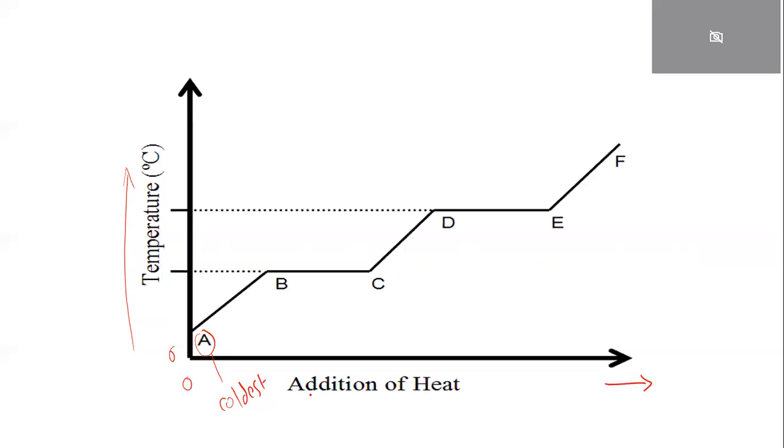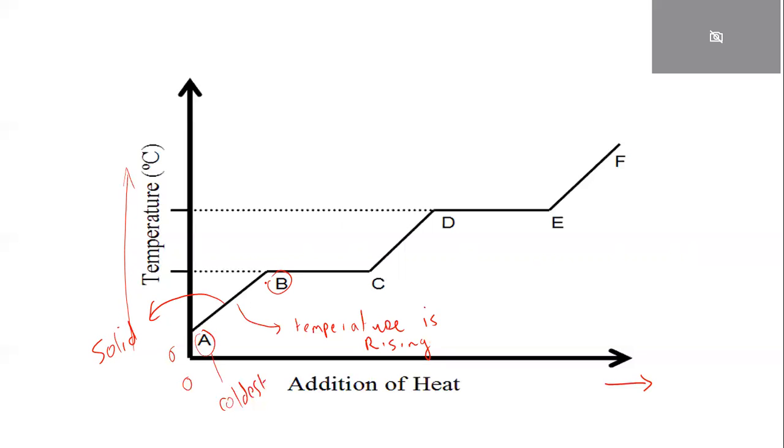Now, the first part of the graph that we see is a sloped line upwards. It's slowly increasing, so it's going up. Okay, so temperature is rising or increasing. Now, if this is a substance at its coldest, it must be a solid at this point. The substance is a solid and its temperature is rising between A and B.